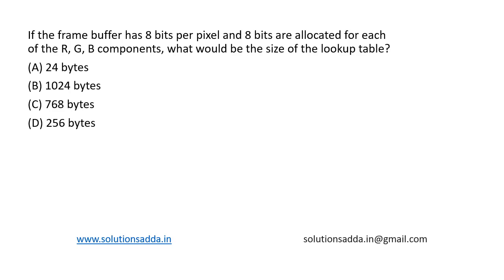This is a question from image processing. If the frame buffer has 8 bits per pixel and 8 bits are allocated for each of the RGB components, what would be the size of the lookup table? It is given that the number of indexes in the frame buffer is equal to 2 to the power 8, which is 256. This is based on the 8 bits per pixel.